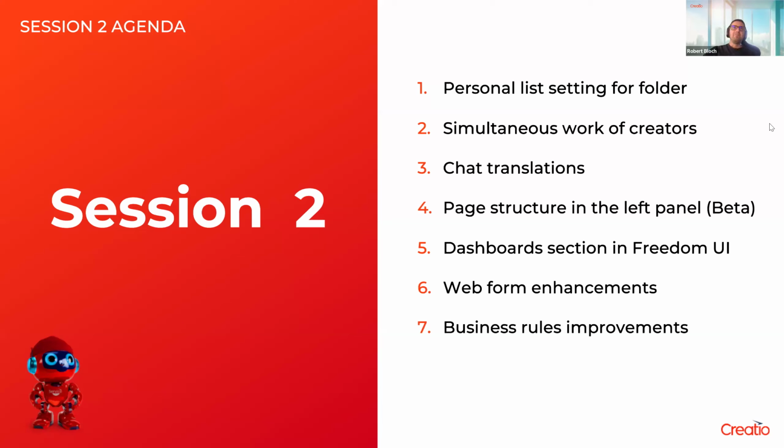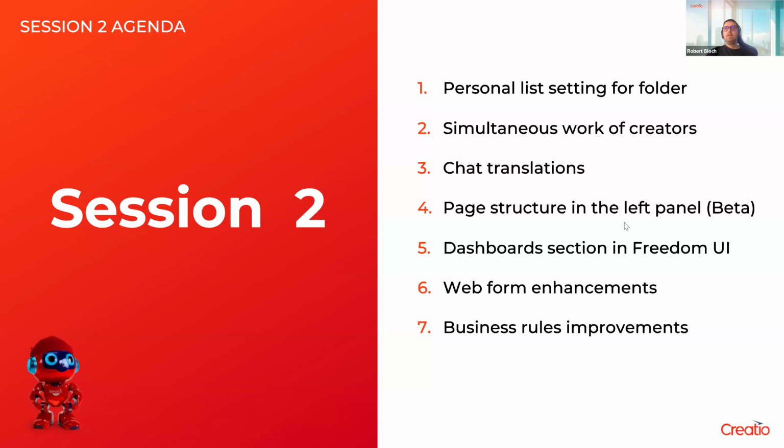Thank you so much. So, what we're going to show you today. We'll show you how the new personal list setting for a folder works. I will show you a couple of examples: how it works, how we can use it, and so on. I will also show you the simultaneous work of creators in Freedom UI Designer and in the data model designer. Also, I will present how our chat translations work, with the example of a Telegram chatbot.